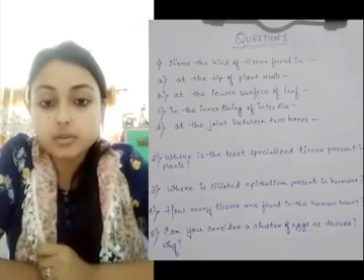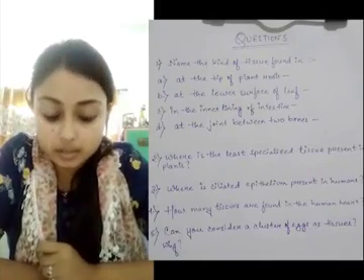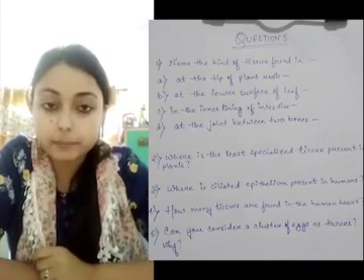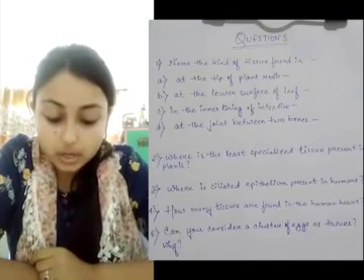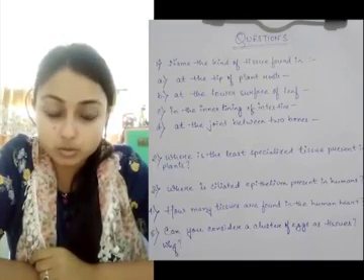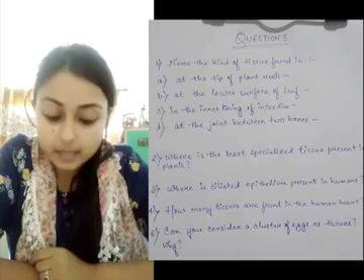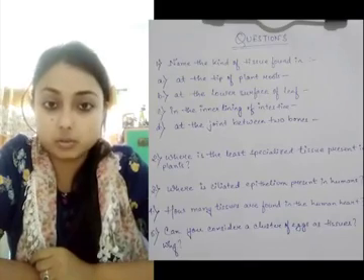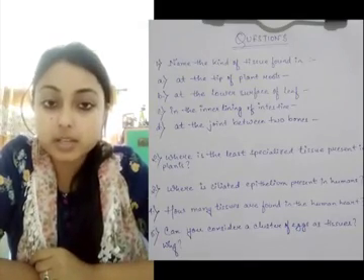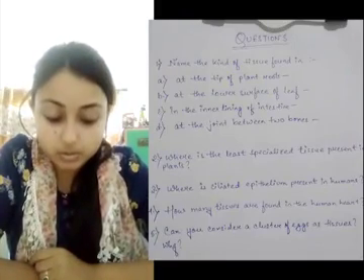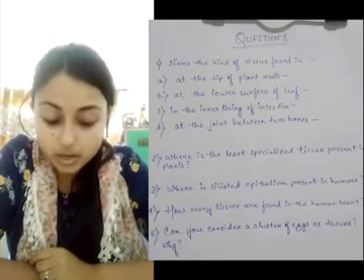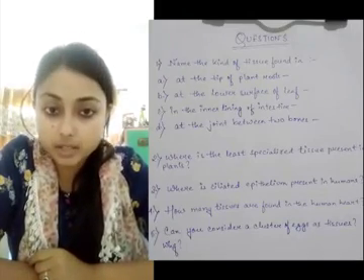In the first question we have to name the type of tissue that is present in a particular area. I'll be repeating each question twice. Name the kind of tissue found at the tip of plant roots. I repeat, name the kind of tissue found at the tip of plant roots. If you have paid attention, you can very easily answer. The answer is apical meristem tissue. So it is the apical meristem tissue that is present at the tip of plant roots.